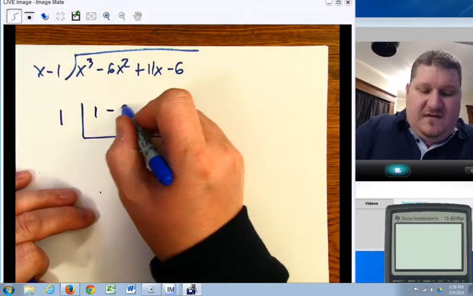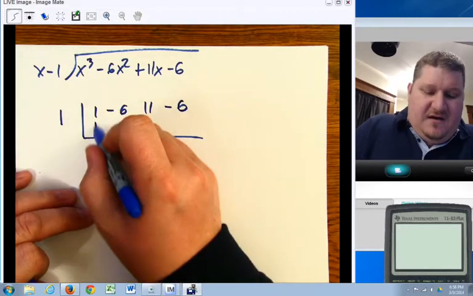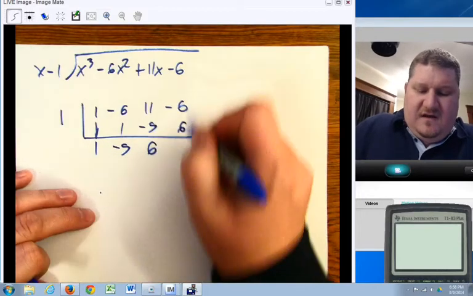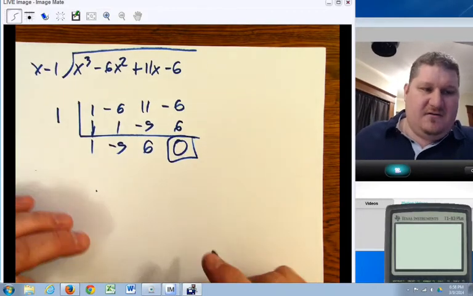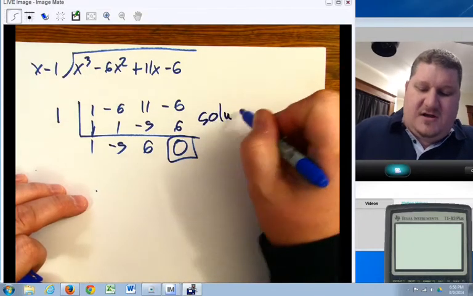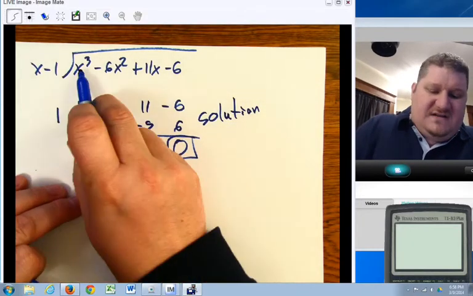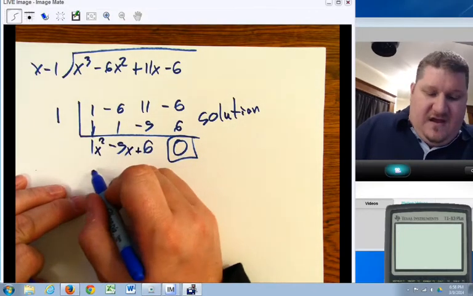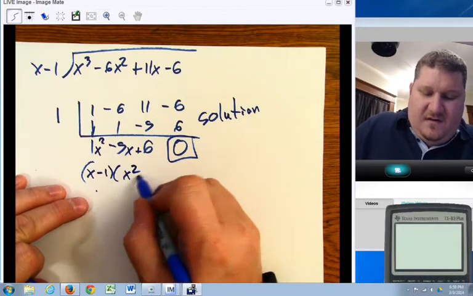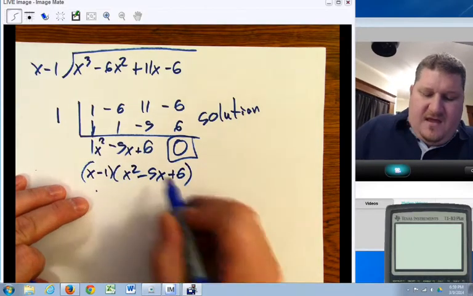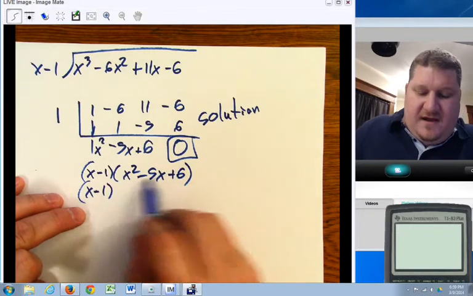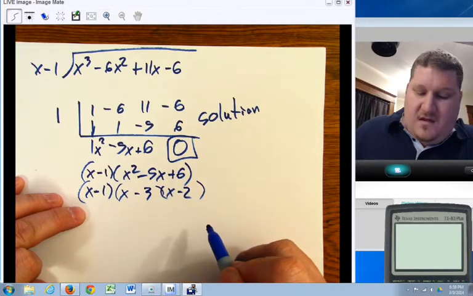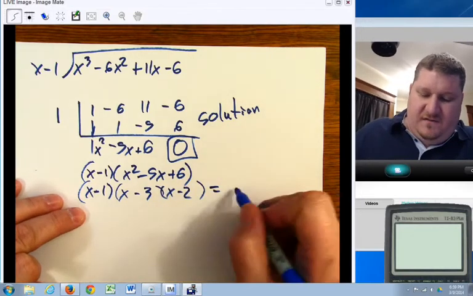I have 1, negative 6, 11, negative 6. I bring down a 1, so I get 1, I get negative 5, I get negative 5, I get 6, I get 6, and I get 0. Again, because I get 0, that means it is a solution. So, what was x cubed is now x squared, 5x plus 6. At this point, I can say x minus 1 times x squared minus 5x plus 6, and now I can break it down even further. I can try to factor this, which in this case I can, and so now I have all my various solutions.